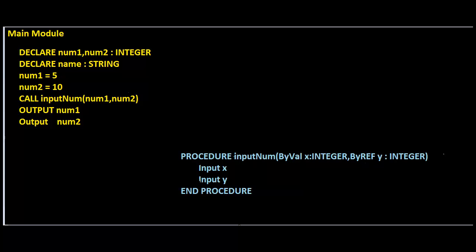Okay, let's take a look at what happens when this piece of code, this module, is executed. Okay, so let's see what happens. This is the first instruction that gets executed: declare num1, num2 as integers.